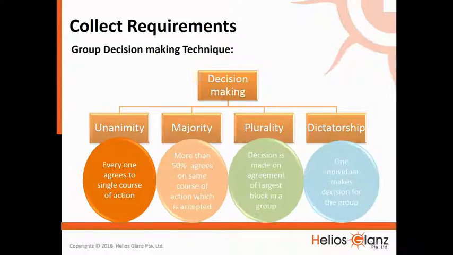Collect requirements. Group decision making technique. Decision making can be unanimity, where everyone agrees to a single course of action. Majority, where more than 50% agree on the same course of action which is accepted. Plurality, where the decision is made on agreement of the largest block in a group. And dictatorship, where one individual makes the decision for the group.